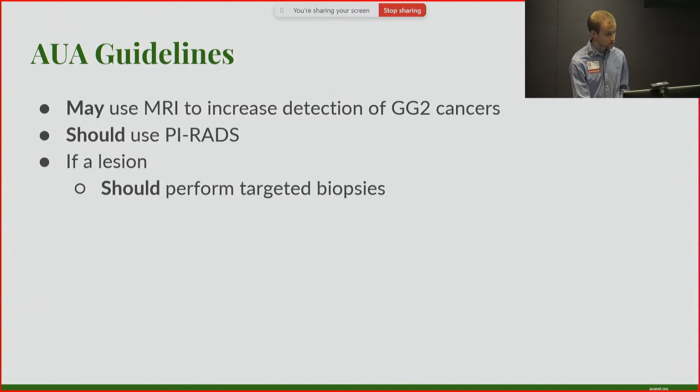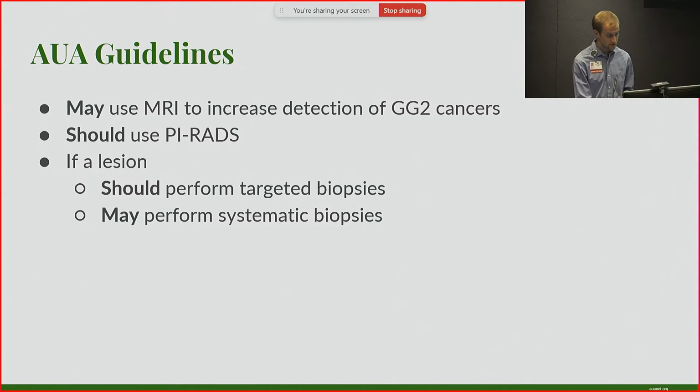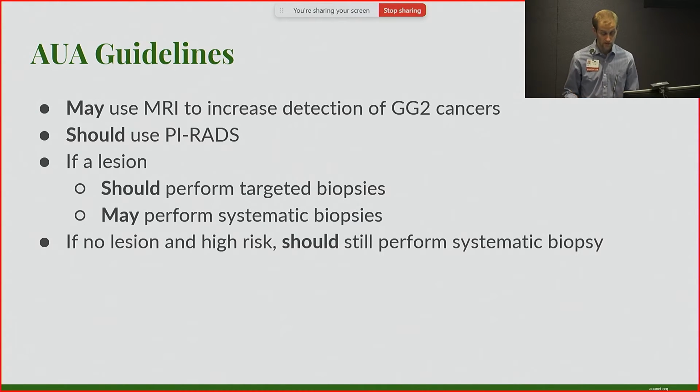And if you have a lesion, you should perform targeted biopsies of that lesion, and you may perform systematic biopsies still. If you don't have a lesion on MRI after an elevated PSA and you're high risk, they still do recommend performing a systematic, unguided, what is, quote, random biopsy. I usually call it systematic, because it sounds a little more scientific than random, and then go from there.